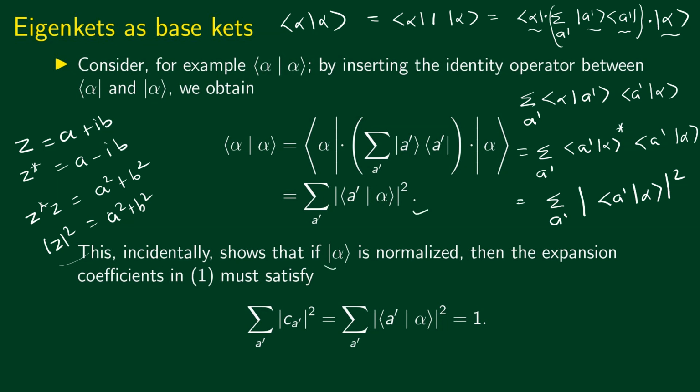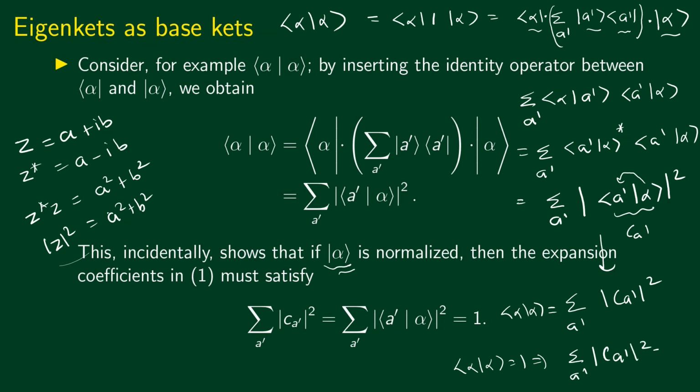This incidentally shows that if ket alpha is normalized, then the expansion coefficients must satisfy a condition. We said that bra a prime ket alpha is the component of alpha along the direction a prime, which we denoted as c a prime. So this expression means the sum over a prime of modulus c a prime square, which is bracket alpha alpha. Now if bracket alpha alpha is equal to 1, which means these are unit vectors or normalized vectors, then the sum over a prime of modulus c a prime square is equal to 1.